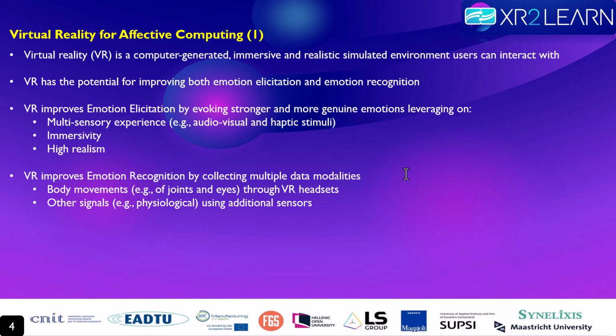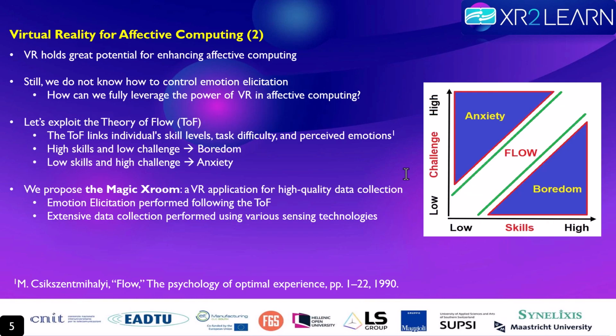VR improves emotion elicitation by evoking stronger and more genuine emotions, leveraging multisensory experience, for example, audiovisual and haptic stimuli, immersivity, and high realism. VR improves emotion recognition by collecting multiple data modalities, like body movements, for example, joints and eyes, through VR headsets, and other signals, for example, physiological signals, using additional sensors. VR holds great potential for enhancing affective computing.